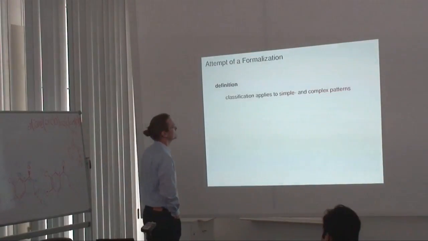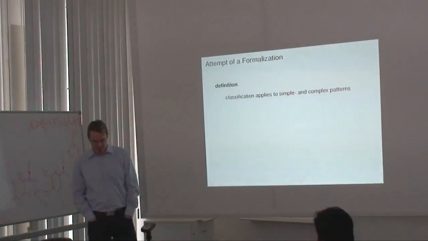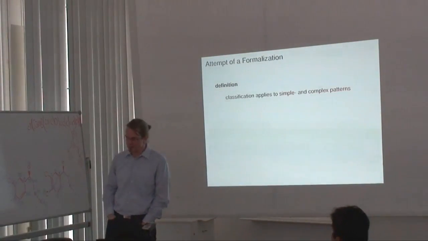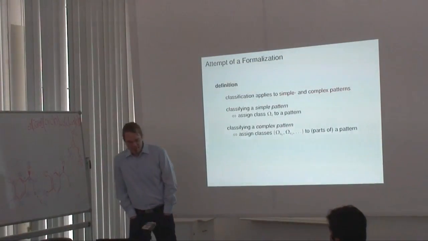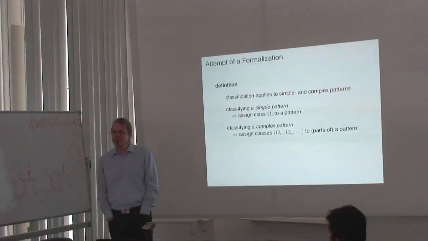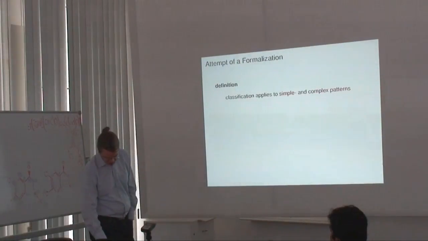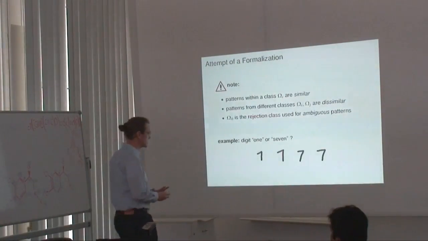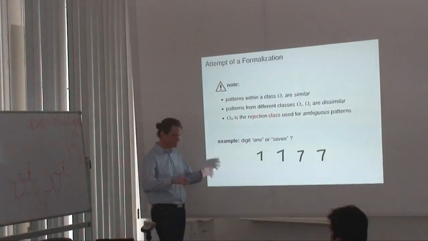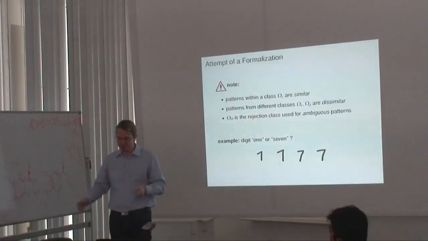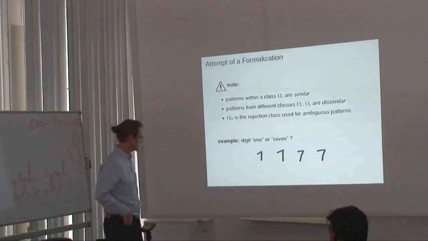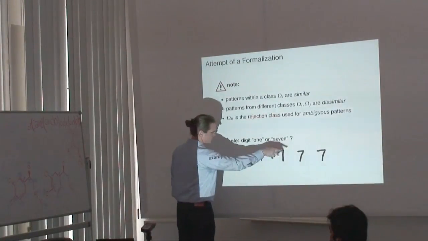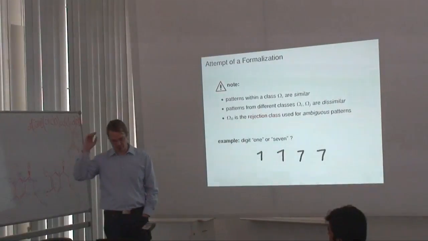And on we go. Even more definitions. Classification applies to simple and complex patterns. A simple pattern is one where, even though these things here are ambiguous, we just want to say it's either digit 1 or 7. We just want to assign these patterns to 1 out of 10 or 11 classes.